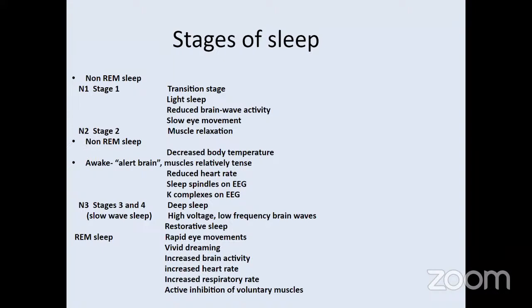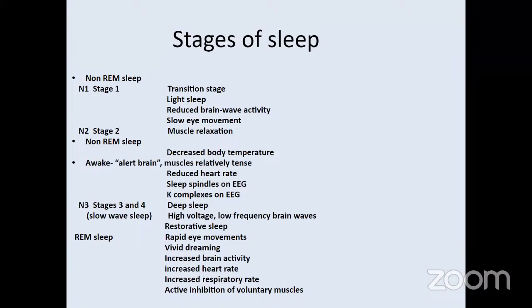In non-REM sleep, there is decreased body temperature as well. The brain is relatively awake and the muscles relatively tense. It's not paralyzed, as you can see in REM sleep. The muscle is still active in the non-REM sleep stage. It's also characterized by reduced heart rate, sleep spindles on EEG, and K complexes as well.